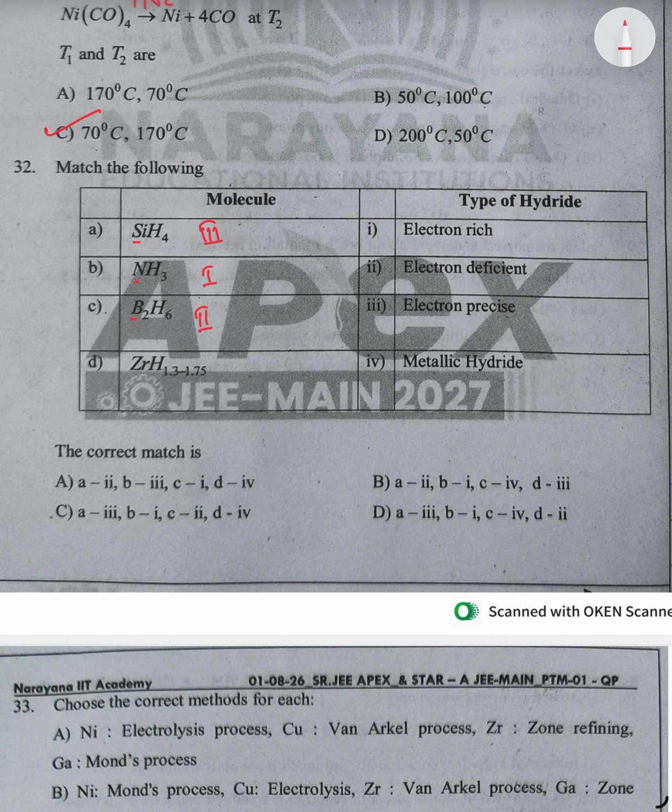Zirconium hydride, ZrH1.75, this is a metallic hydride. 3 1 2 4. Option C is right.